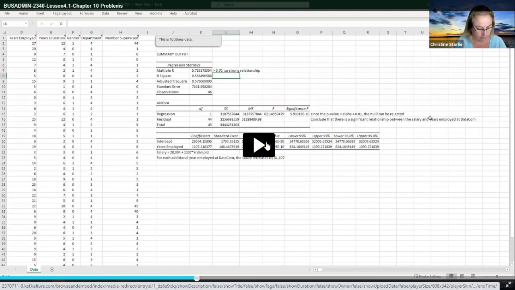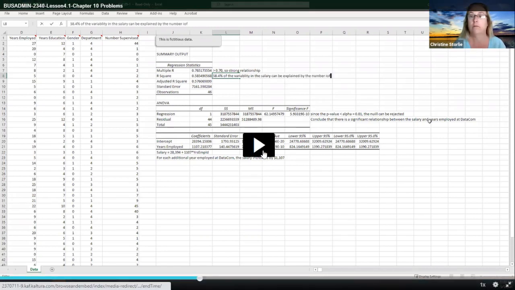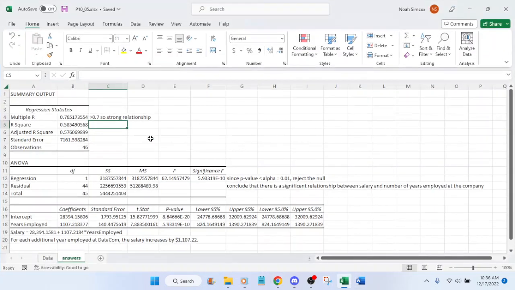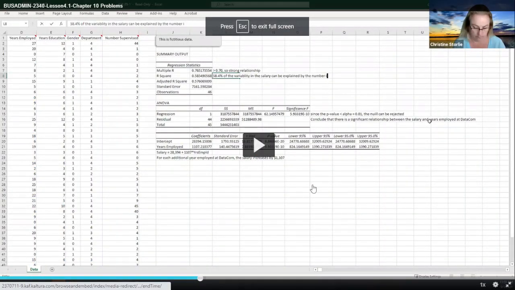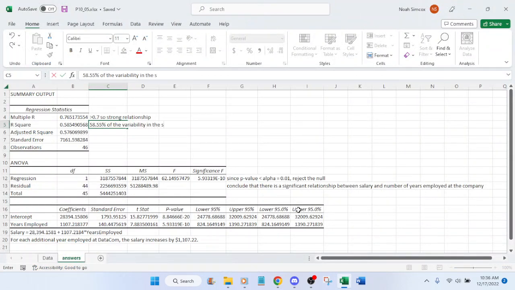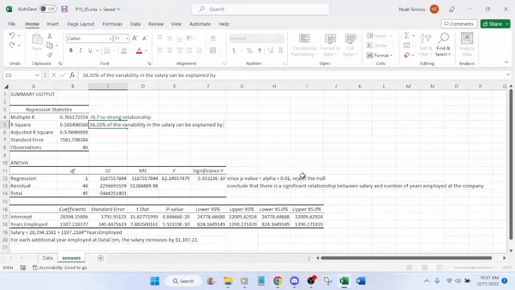Something percent of the variability in salary can be explained by... 58.55% of the variability in the salary can be explained by the number of years employed at data.